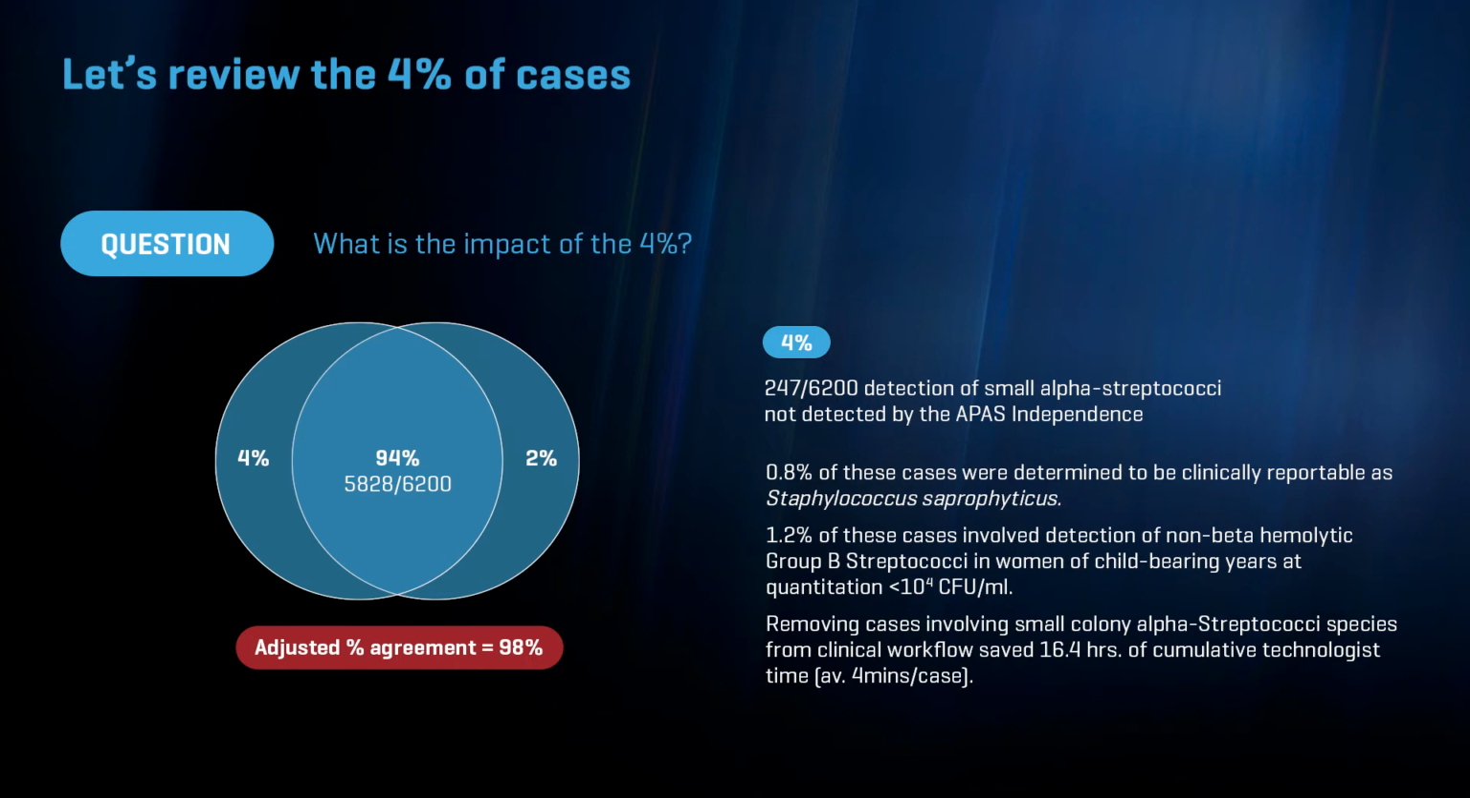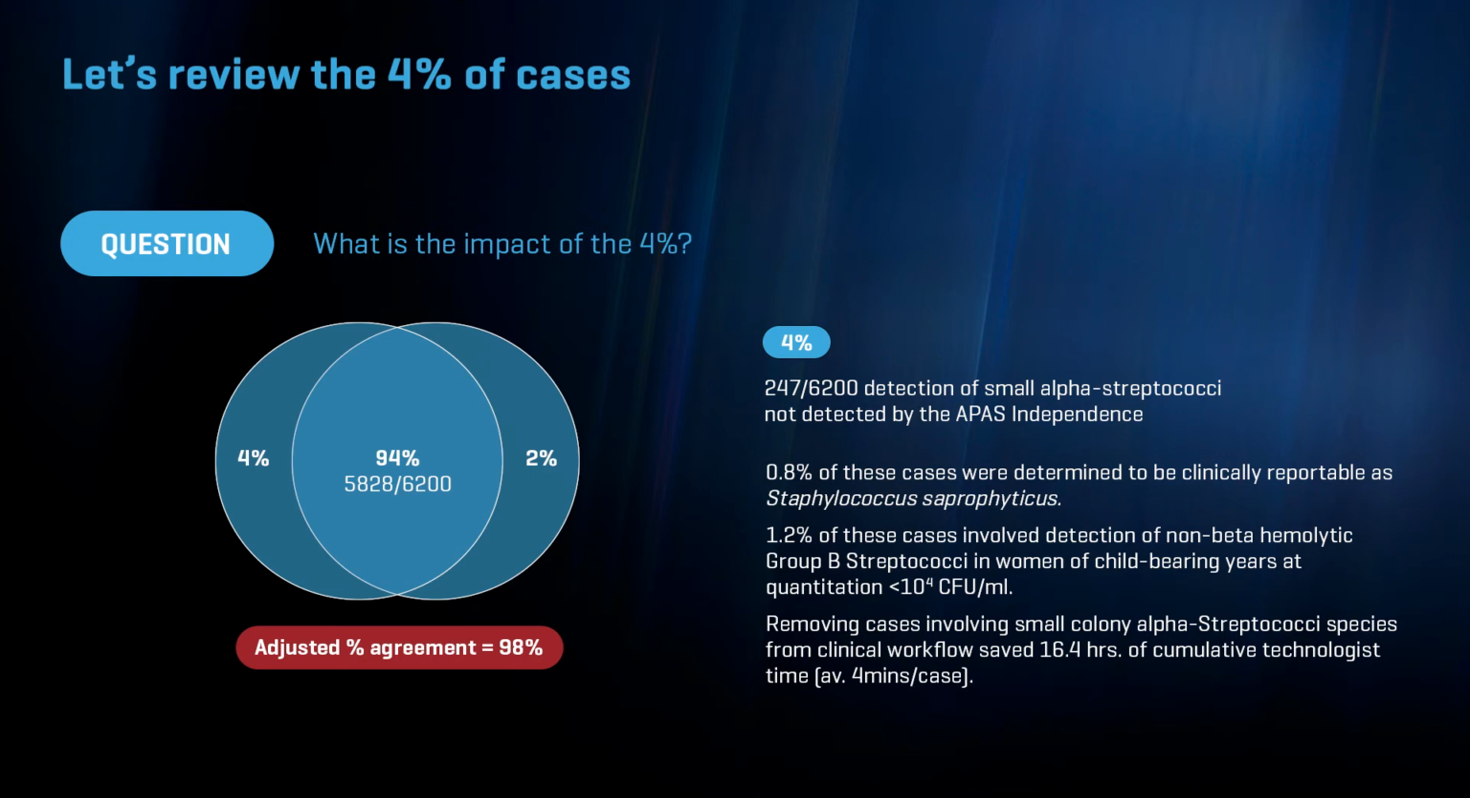We also had a couple of cases, 1.2%, that involved the detection of non-beta hemolytic group B streptococci in women of childbearing years at quantitation less than 10 to the fourth. And the APAS identified these as low priority cultures where we would have reported these in our lab. Importantly, keep in context that these group B streptococci are detected in urine cultures and not group B screening for prepartum and postpartum and prenatal workup. Those in our lab require a separate order for group B screening. So there is a debate here as well about the clinical significance of those cultures.